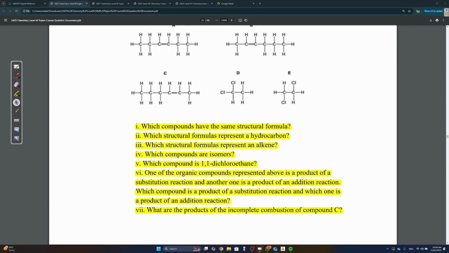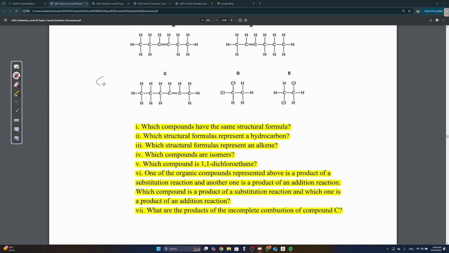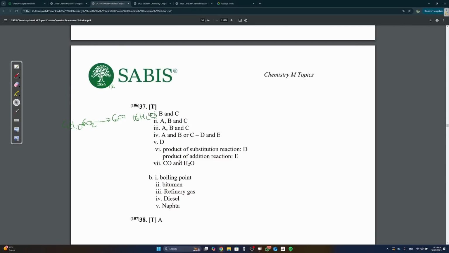Okay. What are the products of the incomplete combustion of compound C? Compound C is C6H12, right? Incomplete combustion of it, C6H12 plus O2. Incomplete means you have carbon monoxide formed and water. Let's balance it. You have 6 carbons here, so you put a 6 here. You have 12 hydrogens here, so you have to put a 6 here. So 6, 6, 6, right?